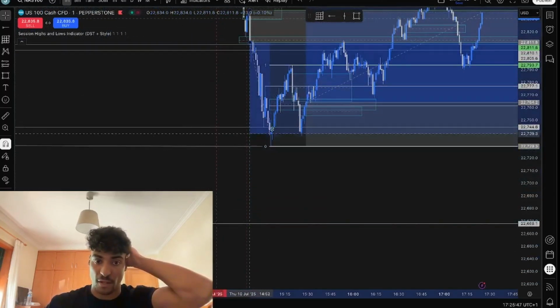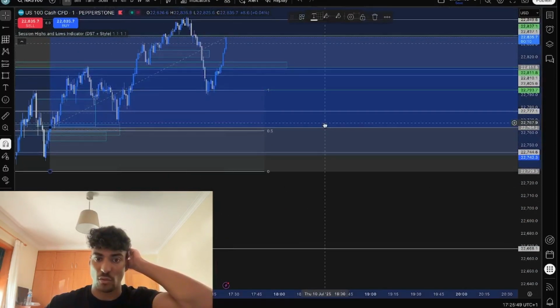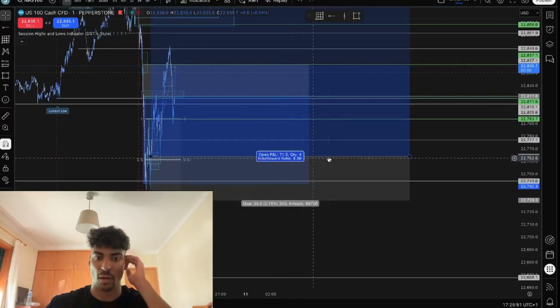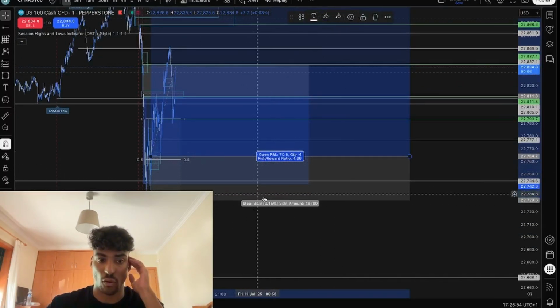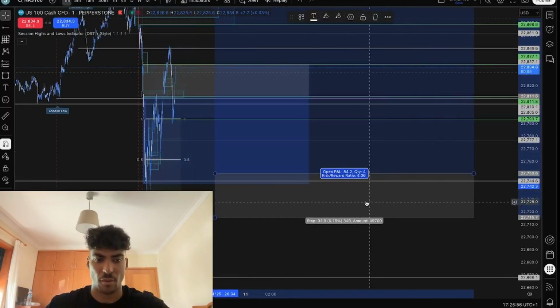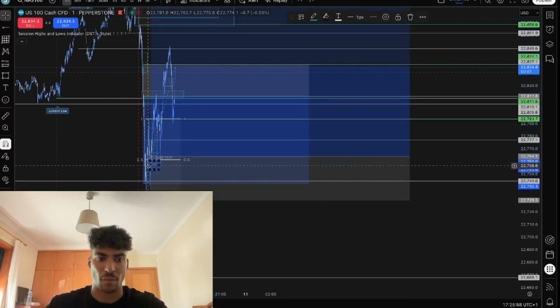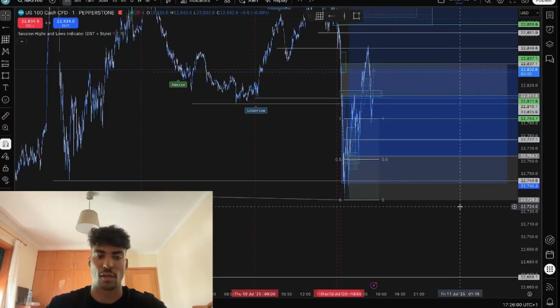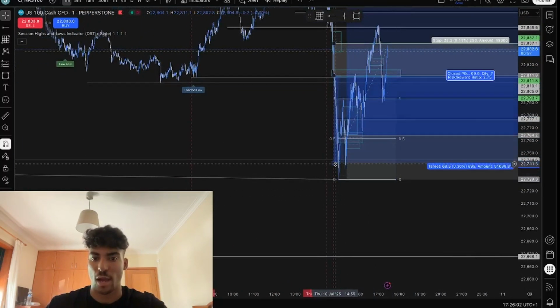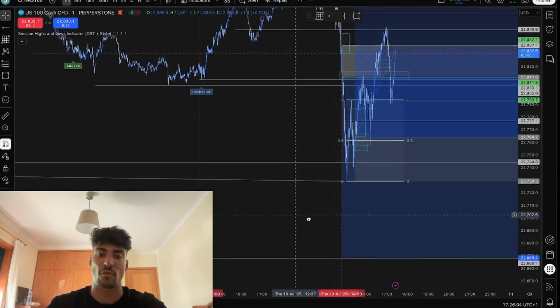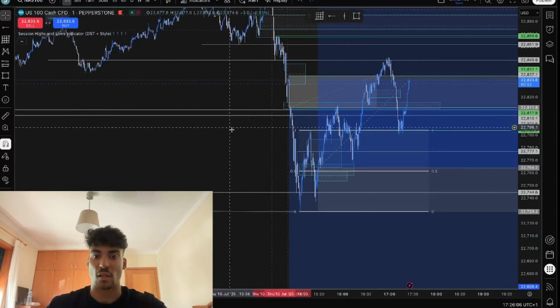I would have taken partials right here, so it would have been, I think, a 1-to-2 risk to reward ratio. Let me check. What a mess. 1-to-4 is this trade? Yep. No, wrong one. 1-to-2.75. So, again, a good trade, and it would have been good. The problem was the TopStep platform was down, and I did not enter on this trade.